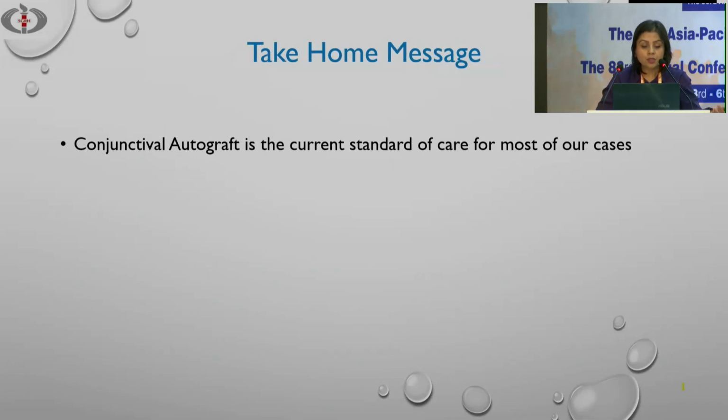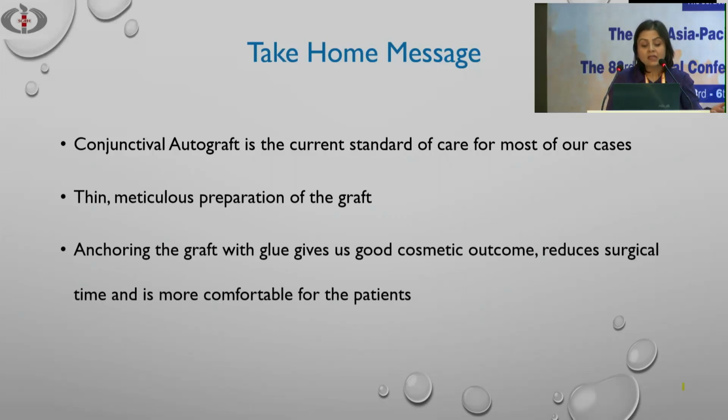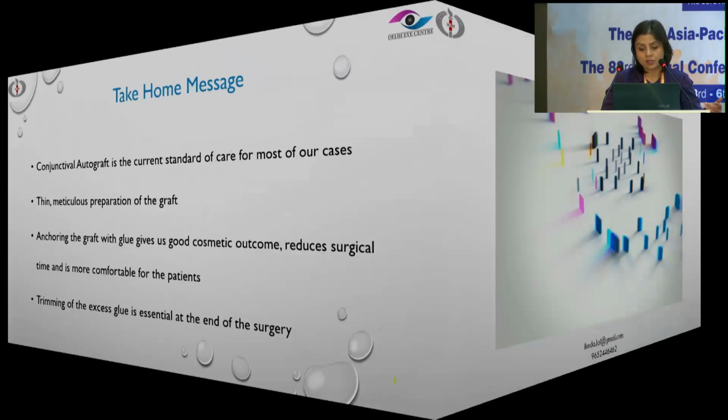So to conclude, conjunctival autograft is the current standard of care for most of our cases, and it works well. We need to have a thin, meticulous preparation of the graft. Anchoring the graft with glue over sutures, which is an evolution in the securing techniques, gives us a good cosmetic outcome, reduces our surgical time, and is more comfortable for our patients. Trimming of the excess glue is essential at the end of the surgery.